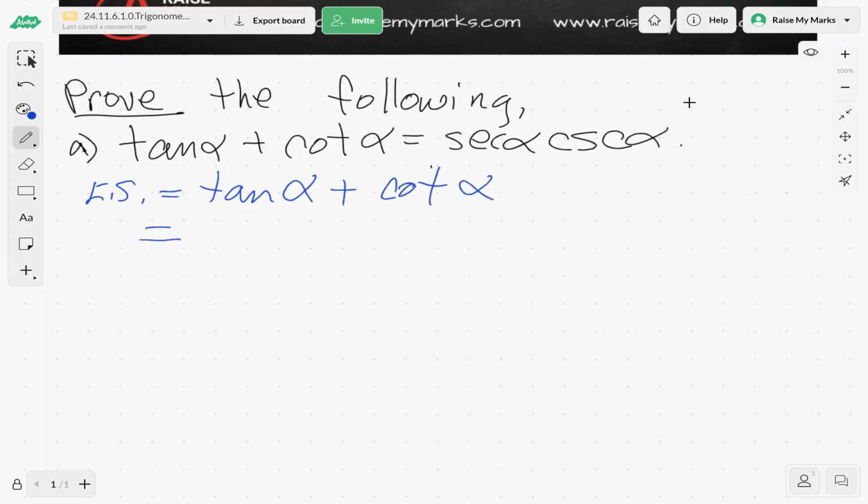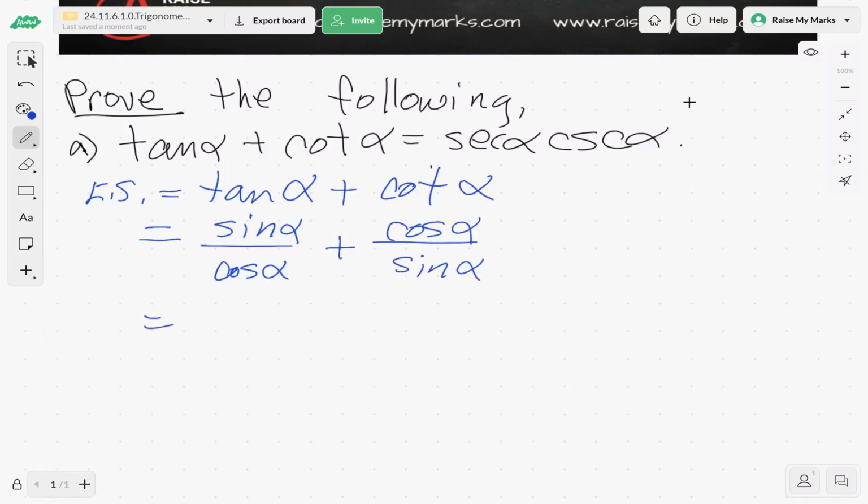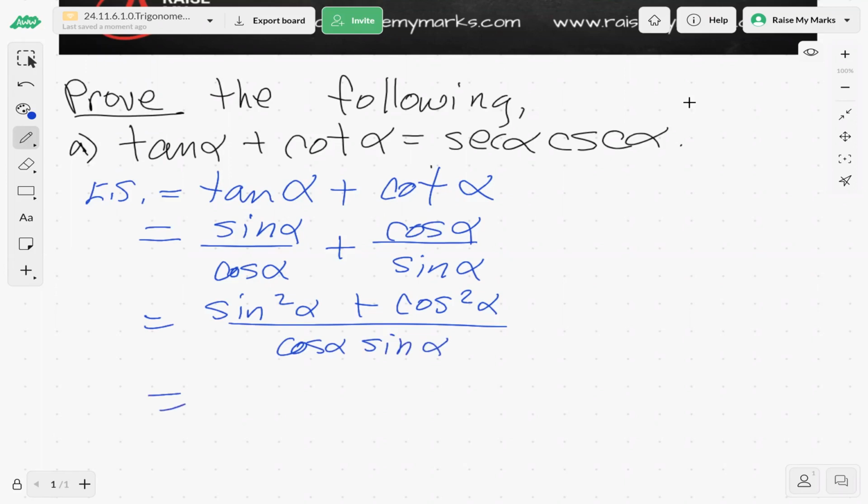So let's do that. So tangent alpha is sine alpha over cos alpha. Cotangent alpha is cos alpha over sine alpha. I'm going to write everything over a common denominator. You get sine squared alpha plus cos squared alpha over cos alpha times sine alpha. In the numerator, sine squared plus cosine squared of an angle is 1. Okay, so we have 1 over cos alpha sine alpha.